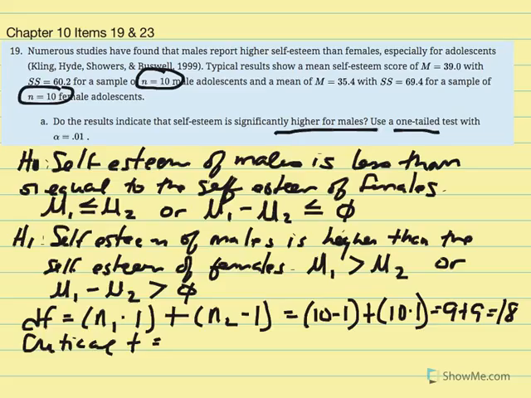Okay, so again, our critical T is positive 2.552 according to our T table. And again, it's positive because we expect the first population, the males, to have a higher value than the females. So it would be greater than zero, and that would be the cutoff value for our critical region.